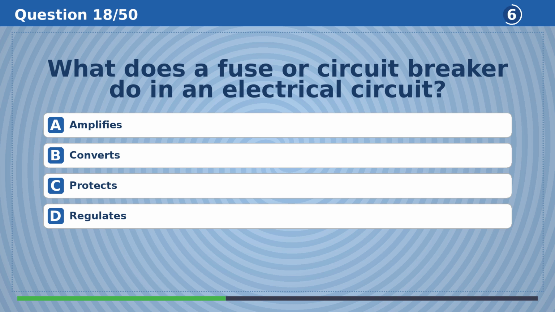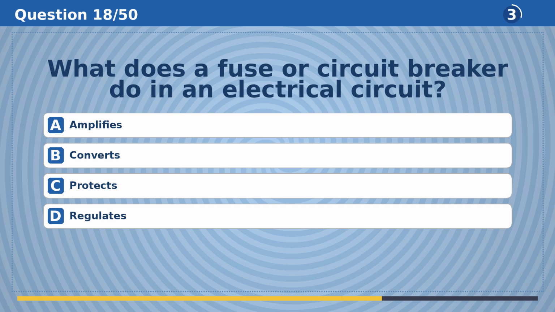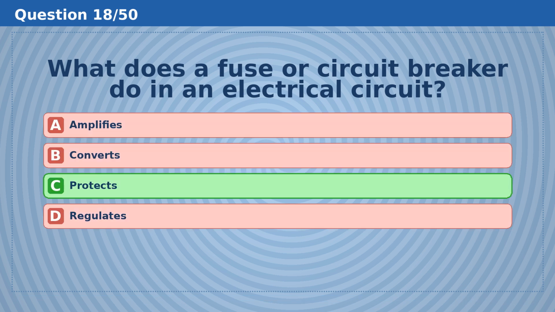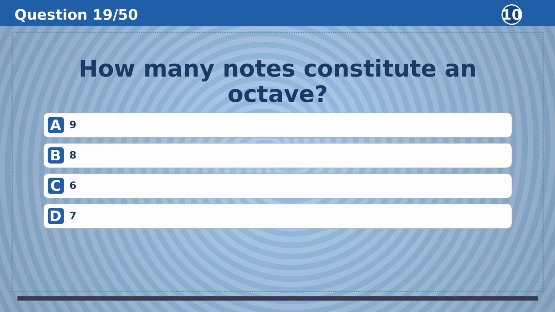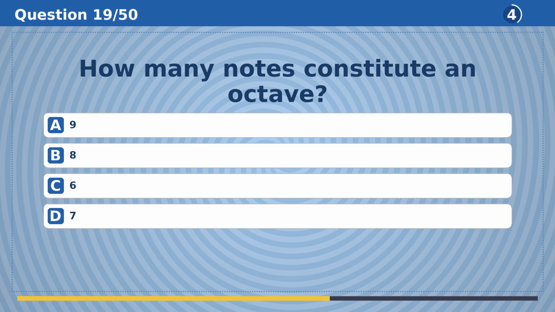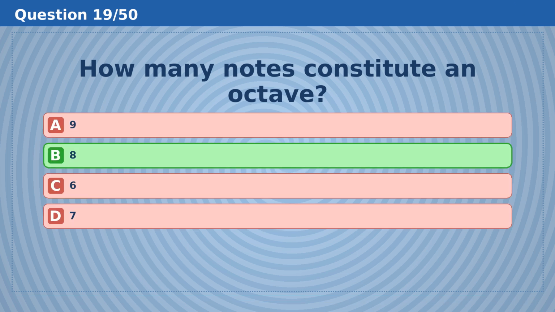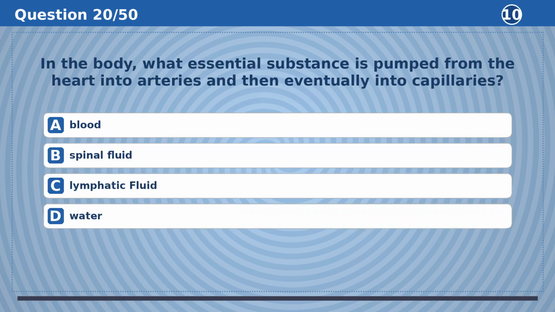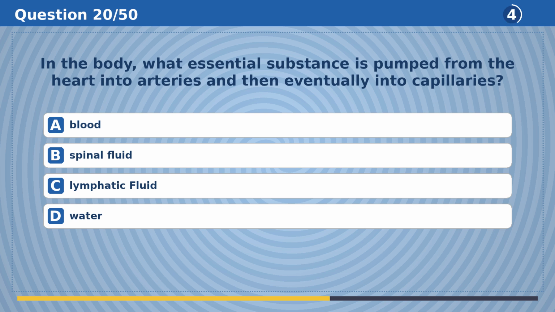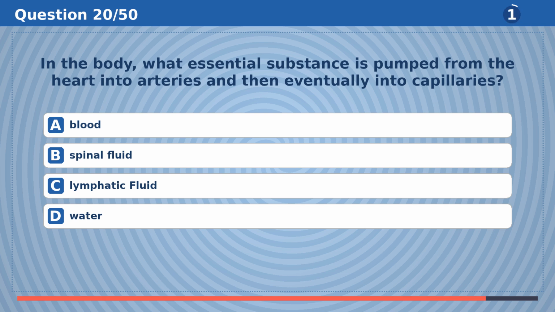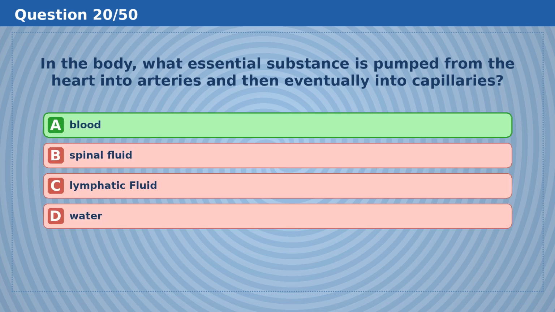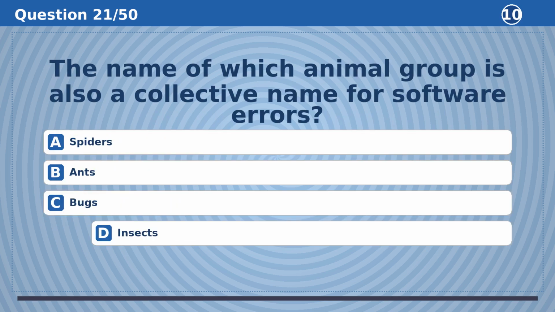What does a fuse or circuit breaker do in an electrical circuit? The answer is C, protects. How many notes constitute an octave? The answer is B, 8. In the body, what essential substance is pumped from the heart into arteries and then eventually into capillaries? The answer is A, blood.